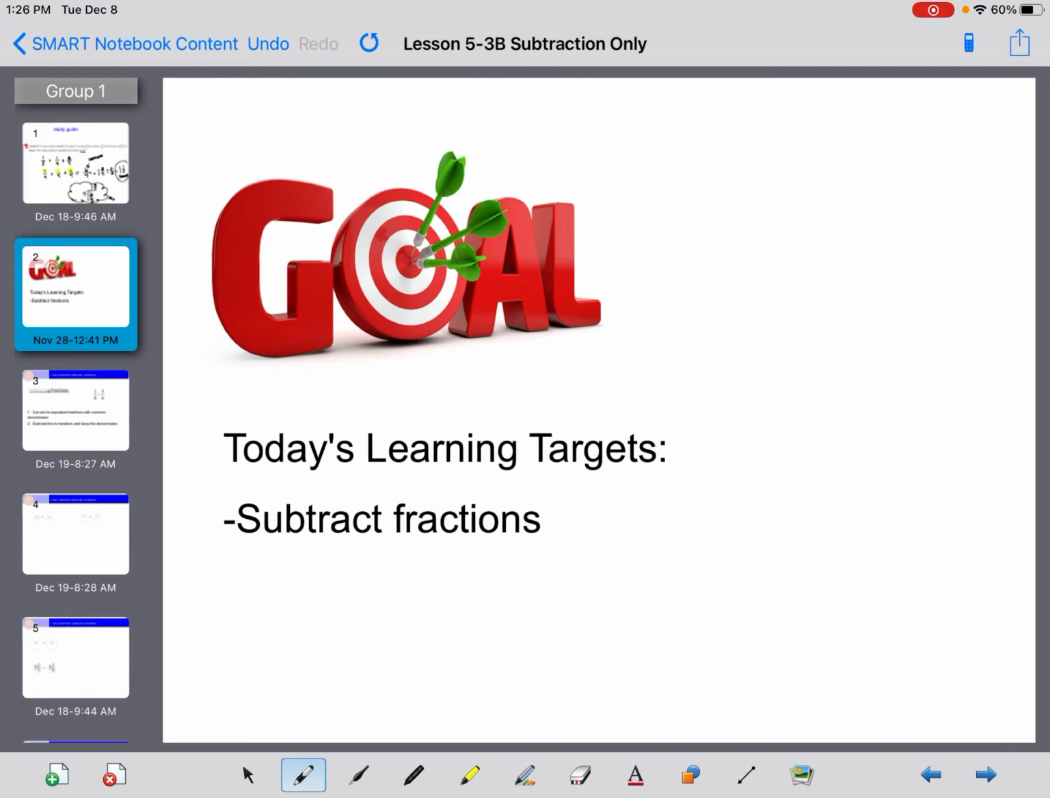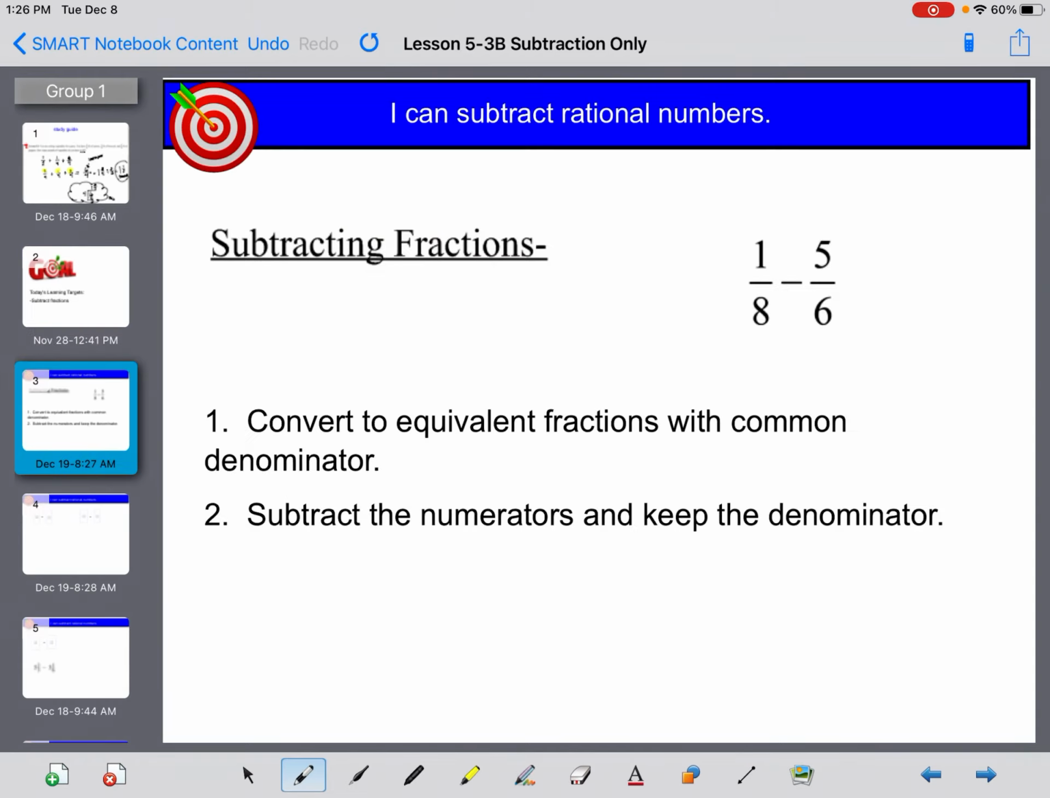Yesterday, our learning target was to add fractions, and today's learning target is to work on subtracting fractions. Now, subtracting fractions has the exact same rules as adding fractions. So let's write these down. How do we add or subtract fractions? Step 1, convert to equivalent fractions with a common denominator. Step 2, subtract the numerators and keep the denominator. Now, if you have negative fractions in there, let's go back to converting subtraction to adding the opposite.